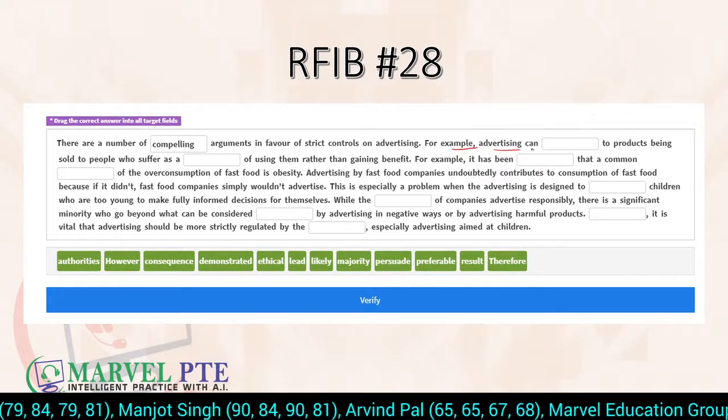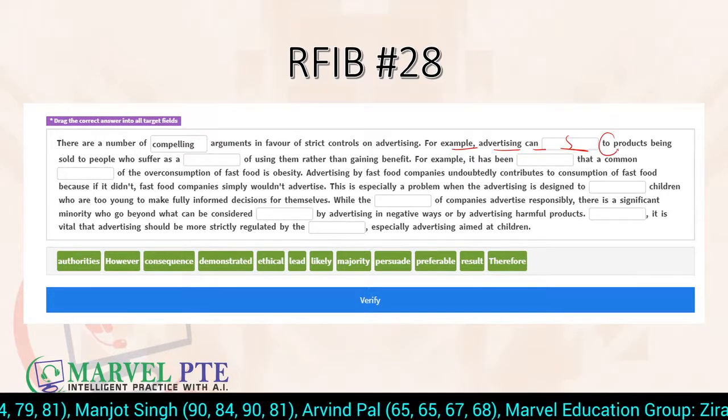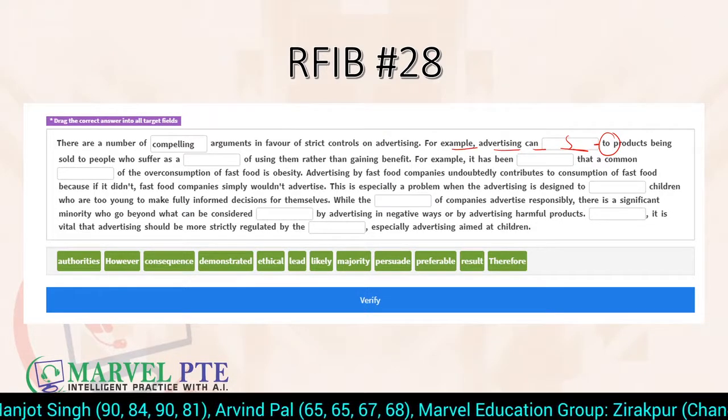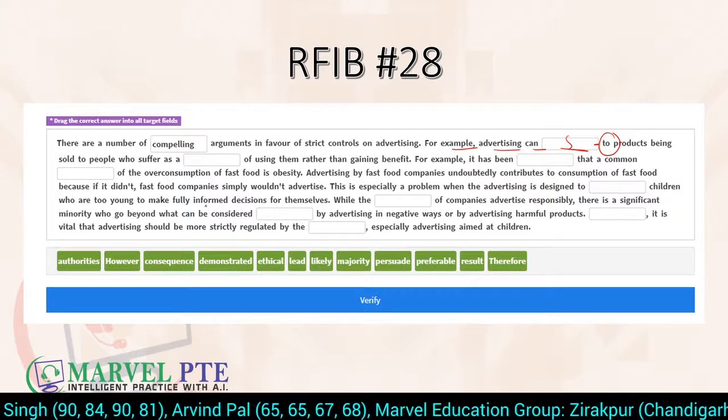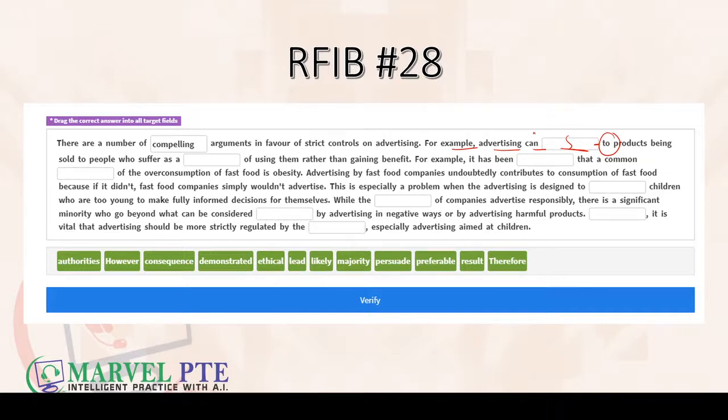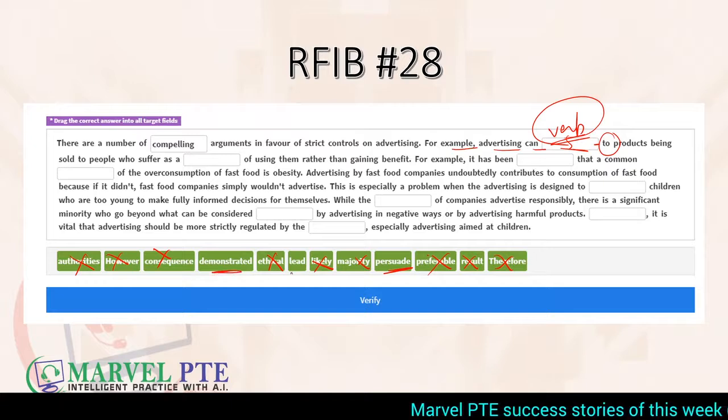Now for example, advertising can something to products. Now we have to see grammar usage again: what can be easily fitted with to. So we are going to see can do something. Can be done. So we have an idea that you are going to use a verb over here. Can do, can eat, all are examples of a verb. So we are going to eliminate everything else and just keep verbs. We are just left with persuade, demonstrated and lead.